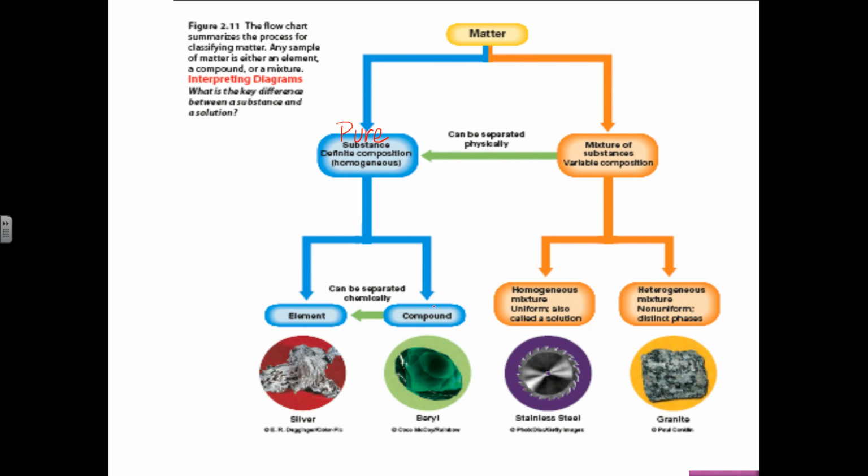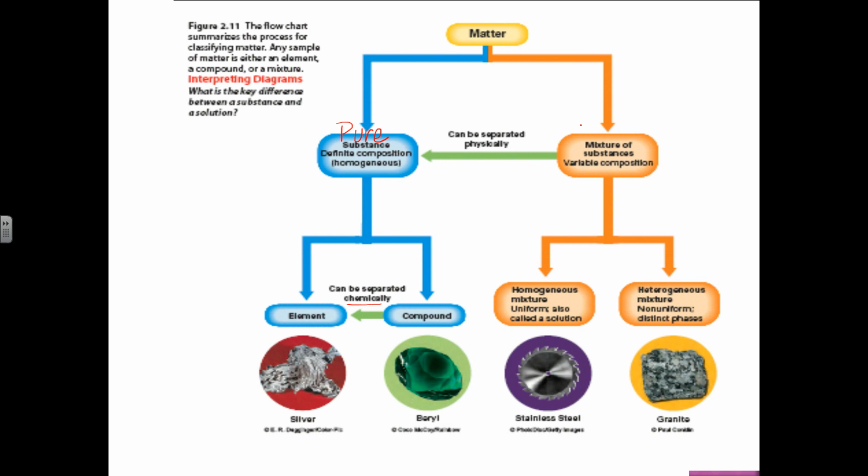So when elements bond, they form what we call a compound. Now, compounds can be separated, but only through a chemical process. Remember, chemical changes alter the composition of the substances. They have different chemical and physical properties when their bonds are broken into their atoms. So elements cannot be broken down chemically or physically, but compounds can be broken down chemically. Here we have a compound known as beryl.